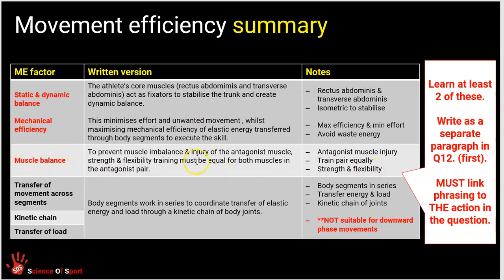This one is dead easy to put into almost any action and any description. So muscle balance. To prevent muscle imbalance and injury of the antagonistic muscle, strength and flexibility training must be equal for both muscles in the antagonistic pair. So again, your abbreviated notes here: antagonistic muscle injury. You're trying to avoid the antagonistic muscle getting damaged, so train the pair equally, using strength and flexibility training.